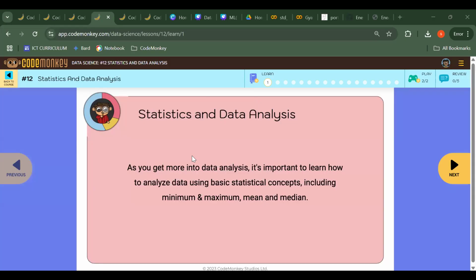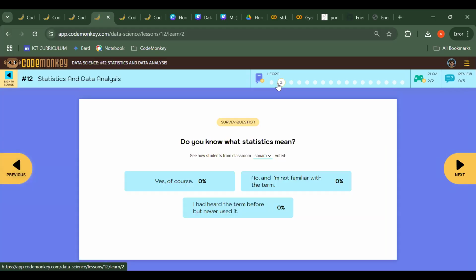Statistics and data analysis. What comes to mind? Statistics is like the math: how to find the median, the mode, the mean, the range. Those are all statistics. I need how statistics is used in data analysis, how to use it in data science. Let's go to the next slide.